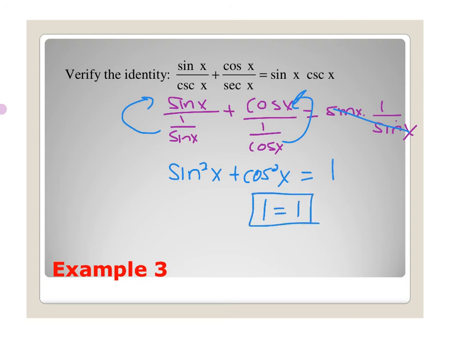Nicely done. Do we have to write the 1 equals 1? No, remember you can skip. This is your shortcut. If you bring this to the top, it becomes sine. Bring this to the top, it becomes cosine. Sine squared plus cosine squared.